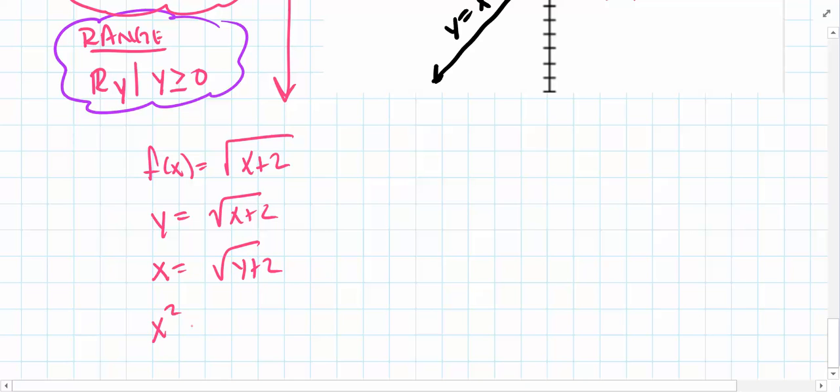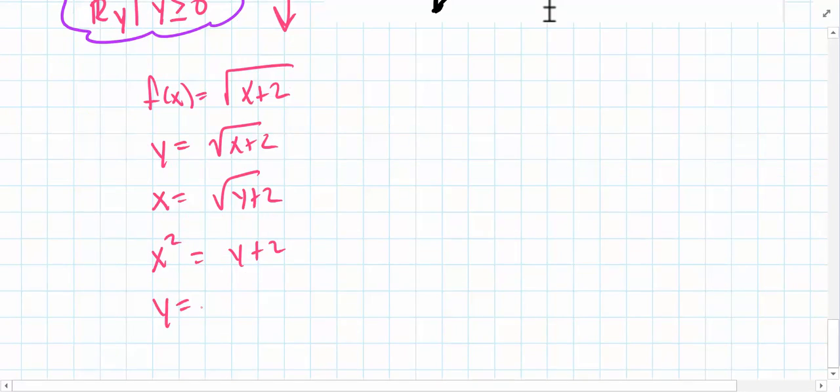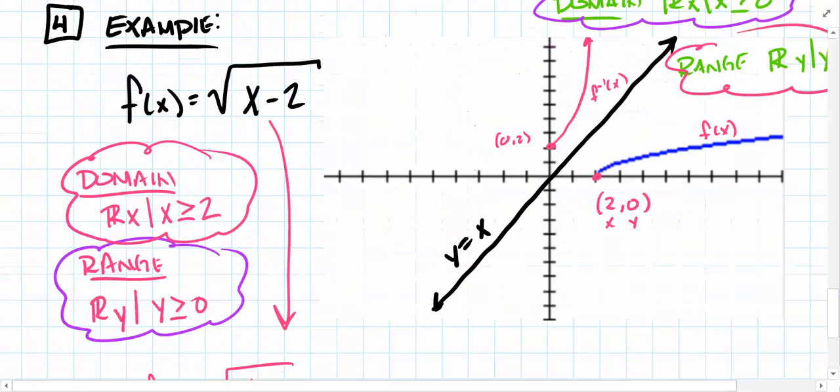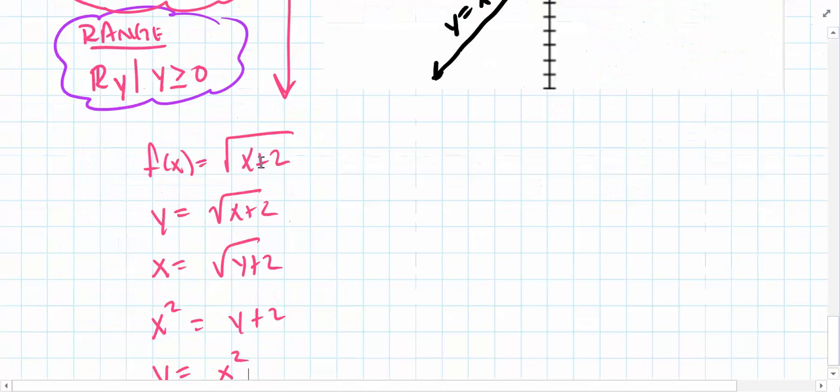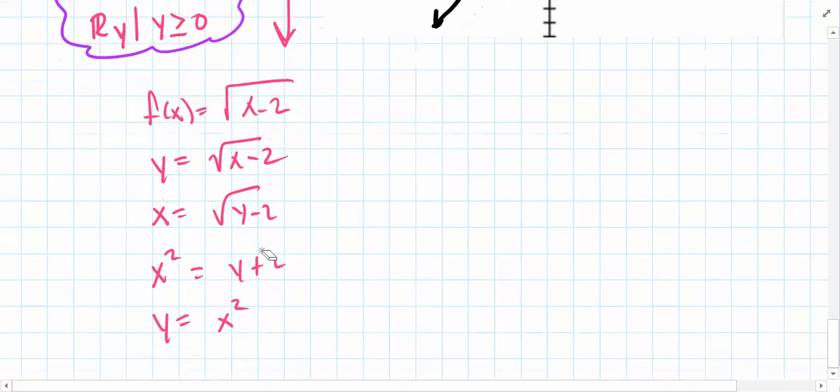Did I do something wrong? Oh, the whole thing is minus 2. So I wrote down to begin with minus 2. So change all these. Yikes. See what happens right now. Minus 2. Okay. Minus 2. Yikes. Okay, so finally I get x squared, finally plus 2. Now, therefore, f inverse of x is equal to x squared plus 2.